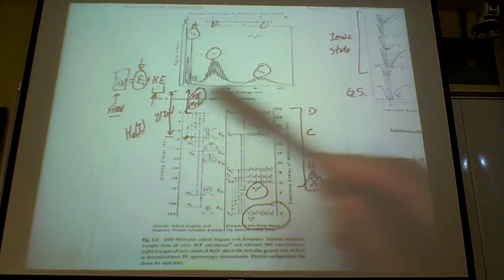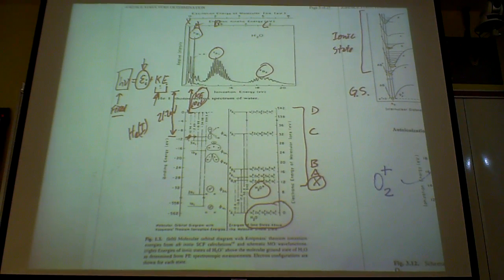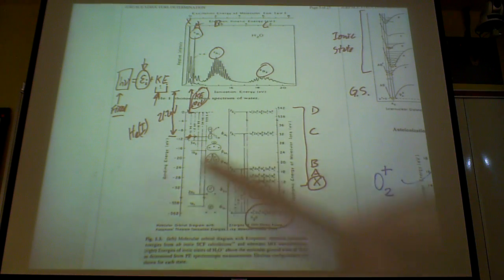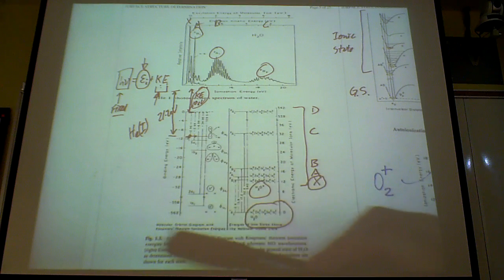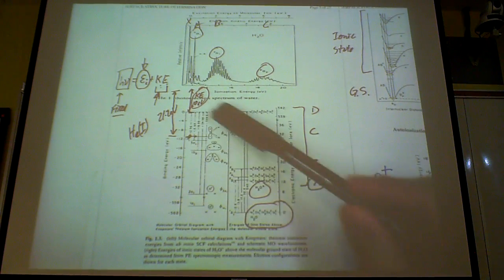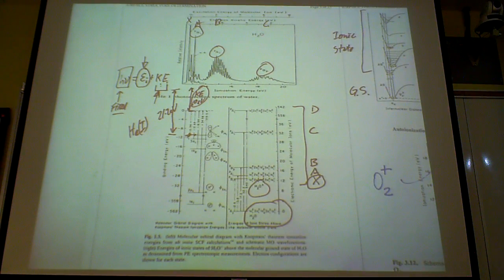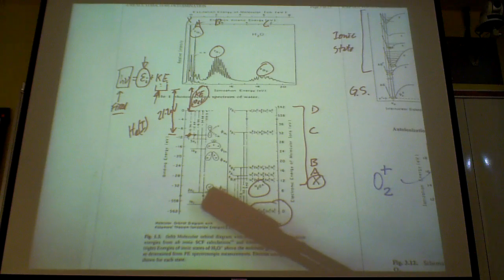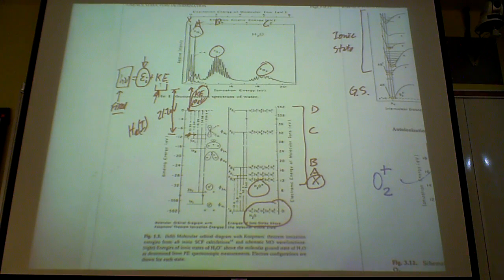But what is happening here? How do you generate these peaks and so forth? It's easier to understand if you look at this picture instead. This picture is an MO diagram, a molecular orbital diagram, showing the molecular orbitals of the water molecule.